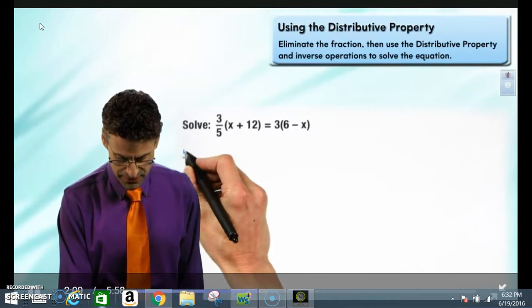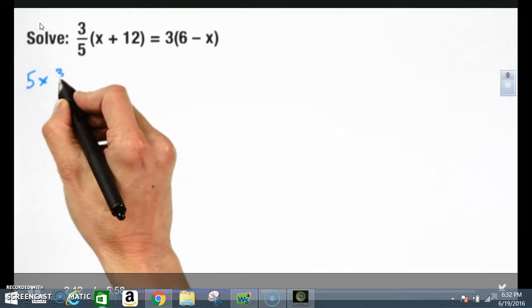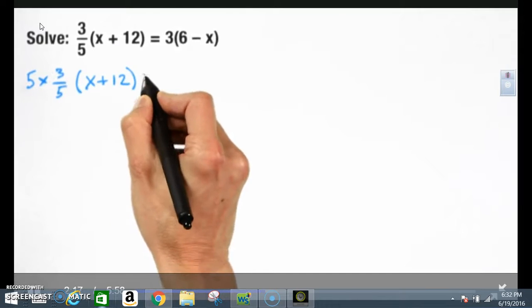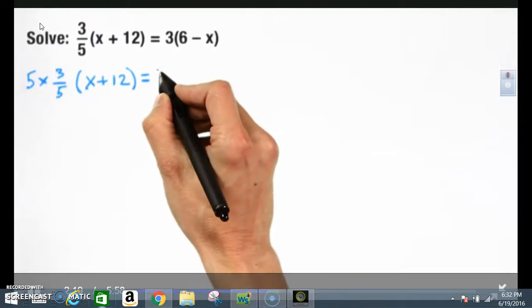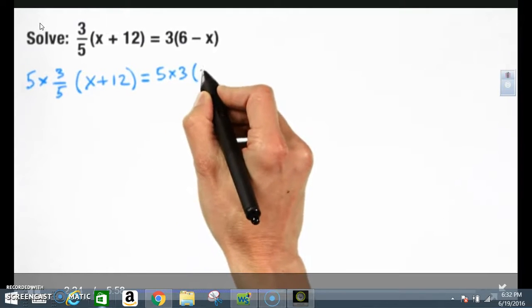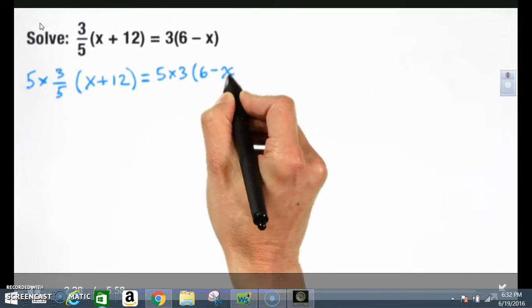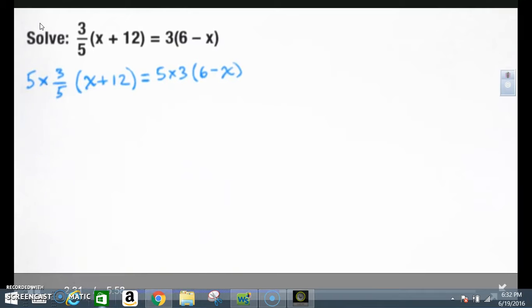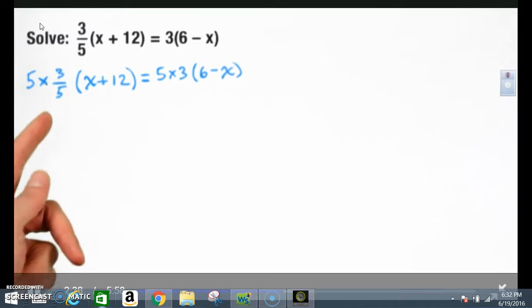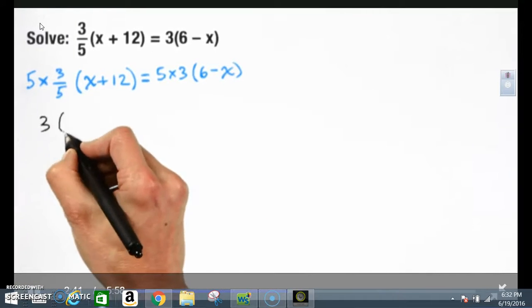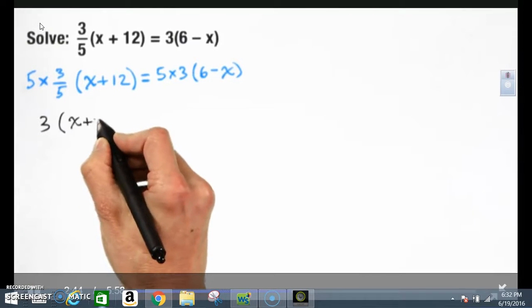So here we go. I'm going to have 5 times 3/5 times the quantity x plus 12 equals, and if I did it on the left, I've got to do it on the right, 5 times 3 times the quantity 6 minus x. I'm going to make those x's really curly so you know what the multiplication is and what the x is. A little tricky. All right, well now we can actually simplify this. I've got 5 times 3/5. That's just going to equal 3. So you see how nice this is? It simplifies nicely. I still have the quantity x plus 12.